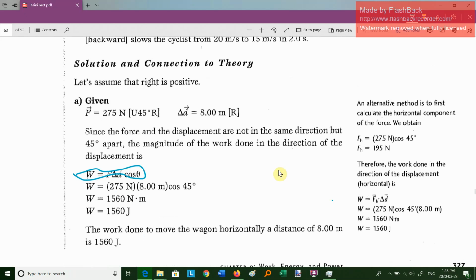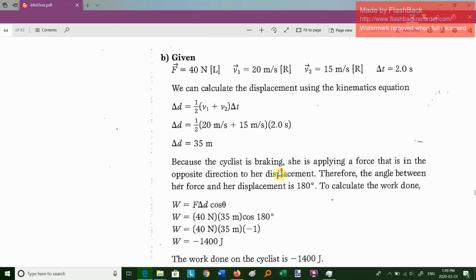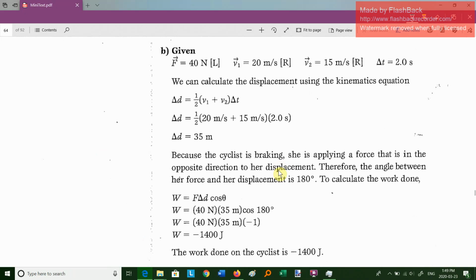But let's be careful about our signs here. I think I said v2 minus v1. I meant v2 plus v1. So the average velocity is 35 over 2, which is 17.5, times the time. So 35 meters is how far I'm going.